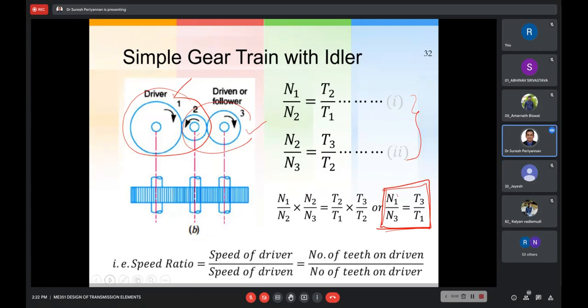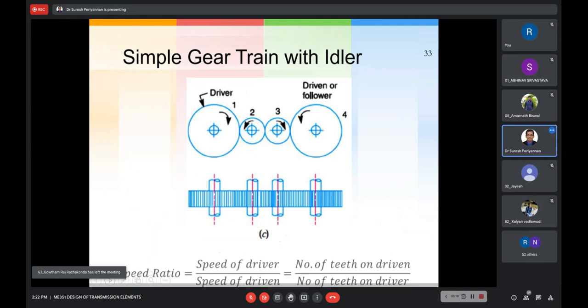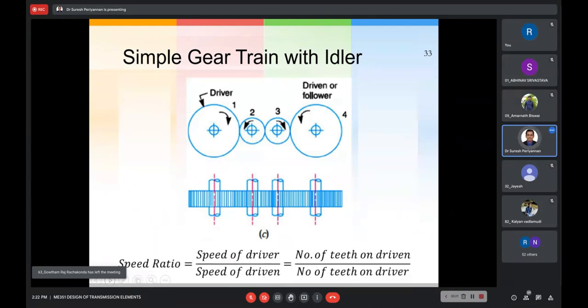This is the speed of the driver gear over the speed of the driven gear, or you may say the follower. It is equal to the number of teeth on the driven gear divided by the number of teeth on the driver gear. In this simple gear train, we are using two idler pulleys.